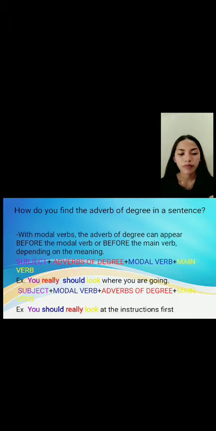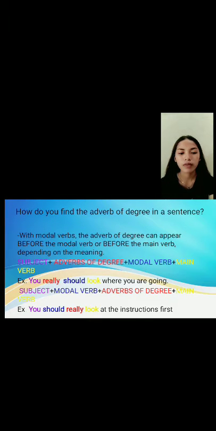So, what do you think is the adverbs of degree in a sentence? So, really, yes, you're correct. So, really is our adverbs of degree, and our subject is the you. Should is the modal verb, and our main verb is look. So, adverb of degree can appear also before the main verb.